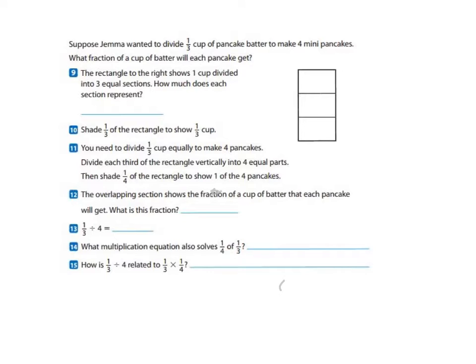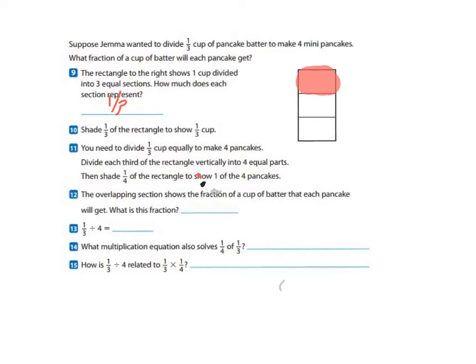Can't see my writing here. Here we go. Each section represents 1/3. There we go. Okay, the next thing tells us to shade 1/3 of the rectangle to show 1/3 cup. So I'm going to go ahead and shade one of those thirds to show my 1/3 cup.